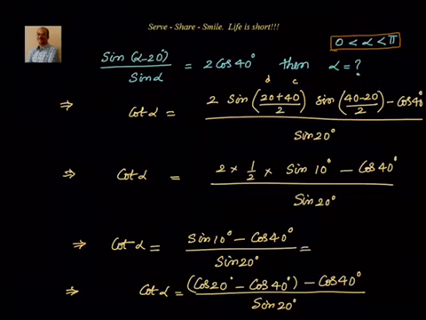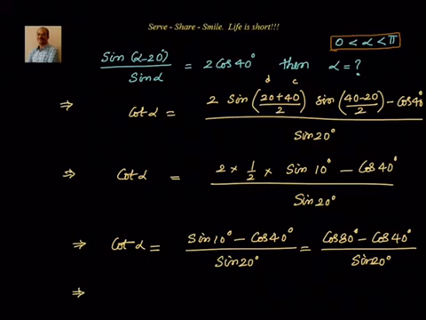Now we know that whenever we want to apply transformations, the idea is to cancel that sine 20 somehow and get a numerical value, equate it to cot alpha, and get the value of alpha. But to do transformations, I need to have both in sine or both in cos. So let me convert this sine 10 to cos and write it as sine 10 is cos of 80 degrees, minus cos of 40 degrees divided by sine of 20 degrees.